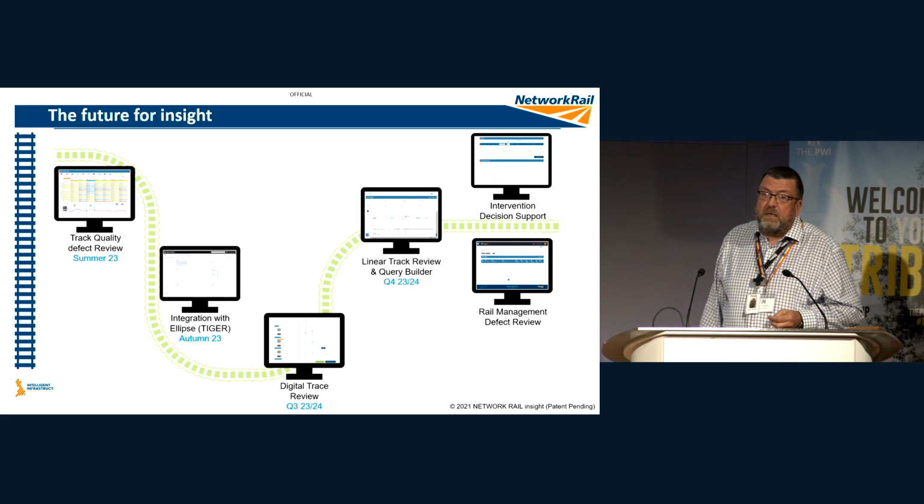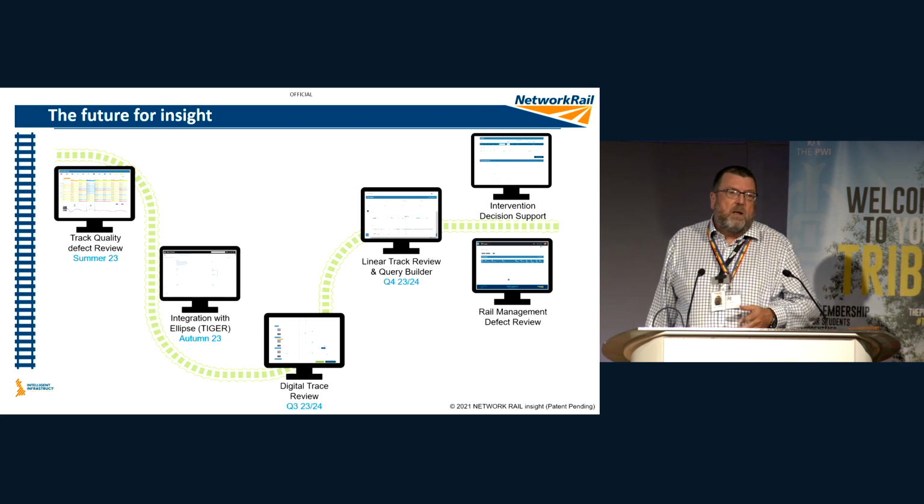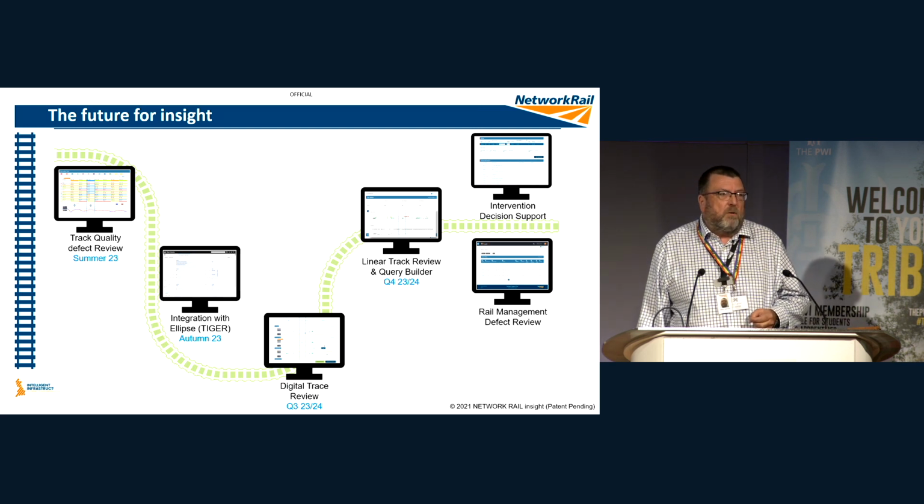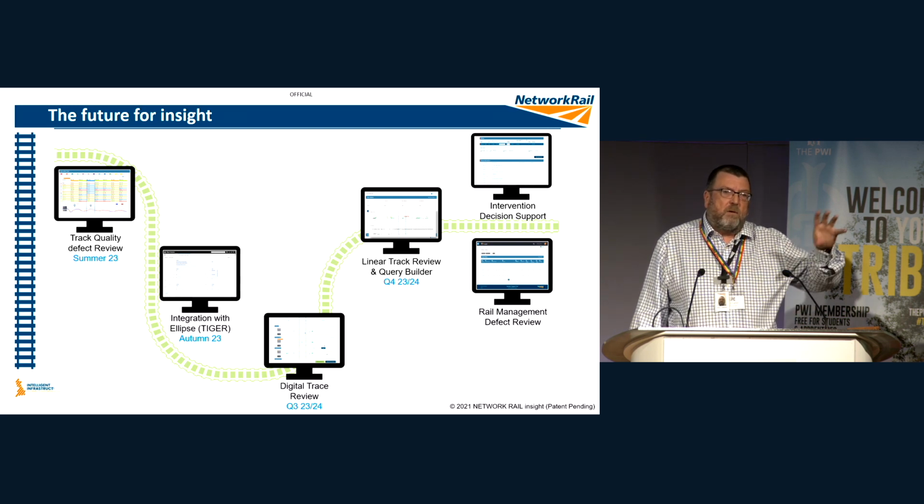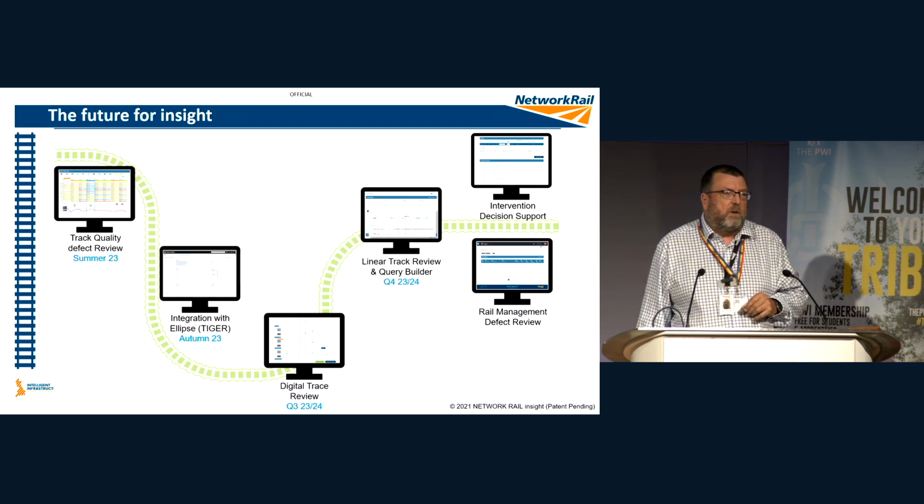And then straight on is linear review and query builder. Query builder is going to be a great tool. If we've had a broken rail in Scotland somewhere and we know all the factors that cause that broken rail, somebody can then set a query going across the whole country, and you can go, oh, I can see 5 places where I've got similar issues, and therefore do I need to go and treat it before I end up with a broken rail as well.